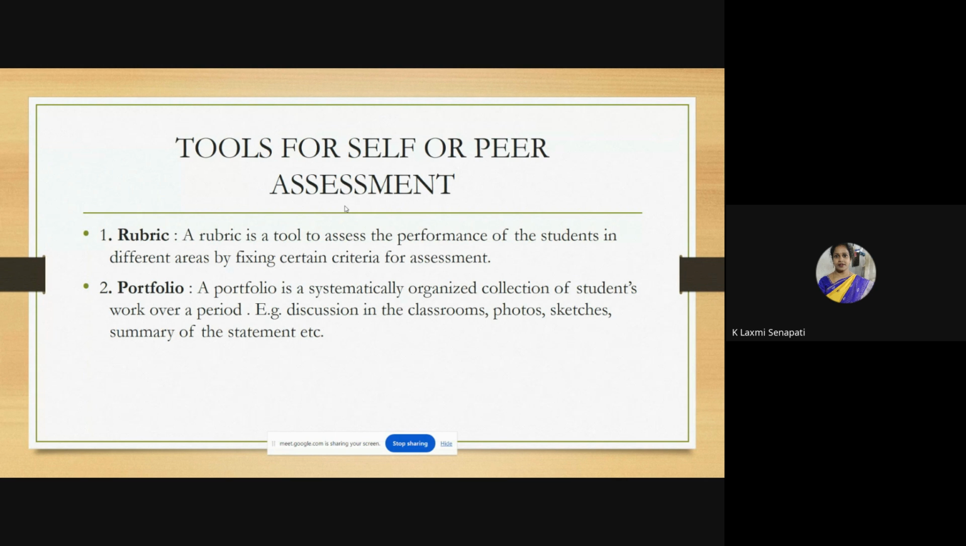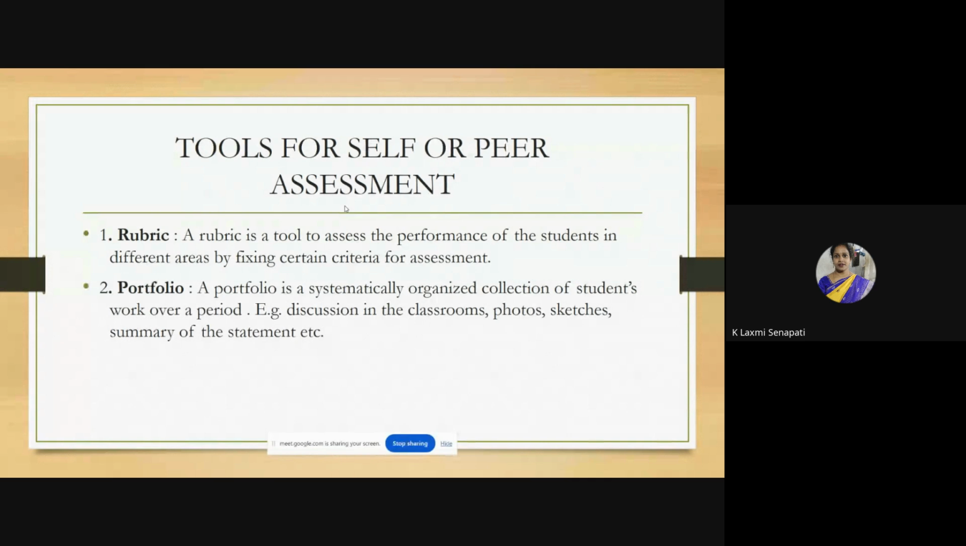Suppose we can take the example. Suppose we take our students for a study tour. In the study tour, after coming back, what instructions have we given to them? We have to give them proper instruction, that you have to visit all the things and you have to collect the proper data and you have to give a report on that. What is your observation? Basing on that, you have to give your views.